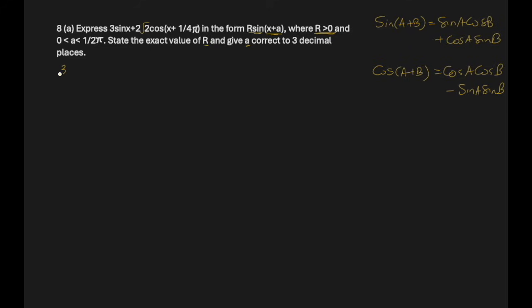So 3 sin x remains 3 sin x, but 2 square root 2 cos (x plus 1/4 pi) will be expanded according to this. So cos a cos b becomes cos x cos 1/4 pi, minus sin x sin 1/4 pi. So I expanded this one according to this identity, and this is what we'll get. We'll evaluate it partially now.